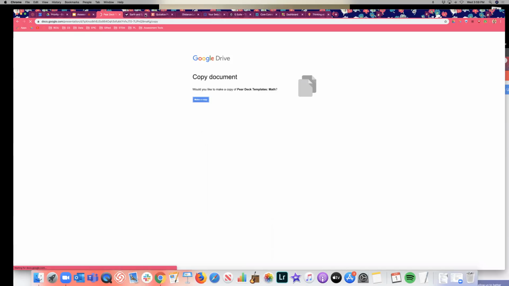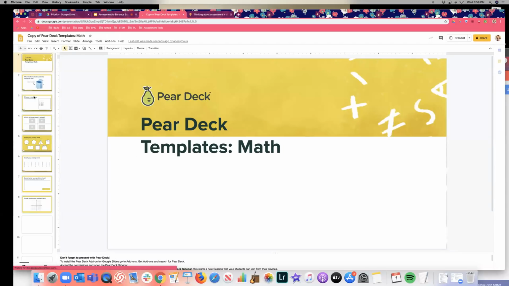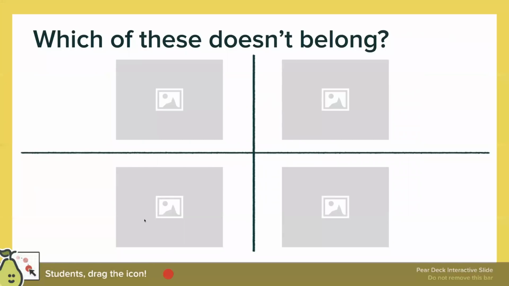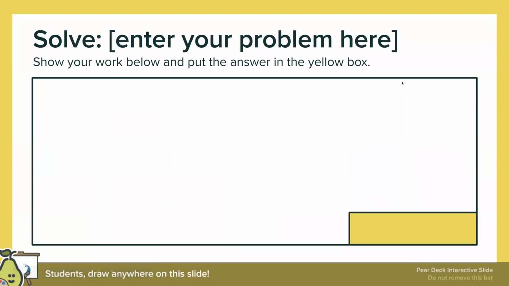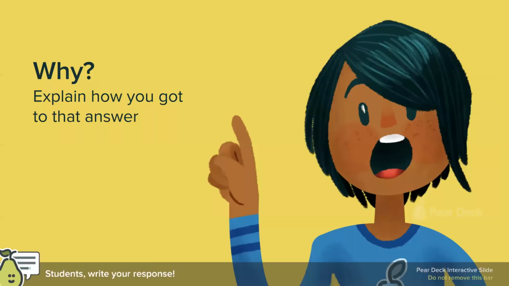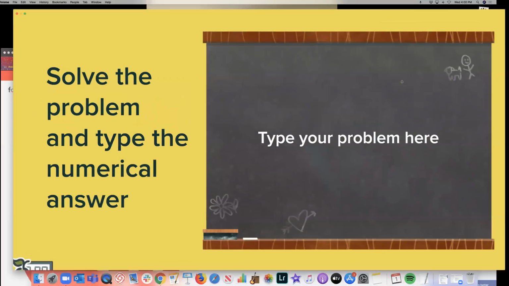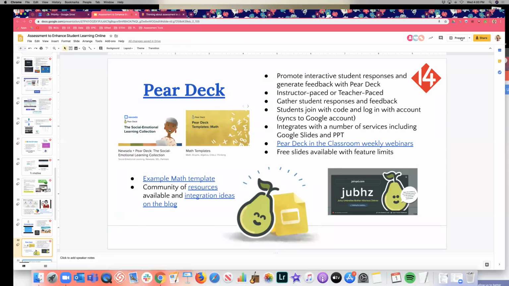So I'm just closing a bunch of these tabs because I have a lot going on right now, trying to make a copy of things. So here is my math template. When students are viewing this in student view, it will take them through. You can put a story problem there. They choose an option. It says at the bottom, students drag this icon. So when they're viewing it, they'll actually interact with the content on the slide. Students draw anywhere on this slide. So that's what these templates provide you, a starting point. You enter the content. This one even has a Desmos calculator associated with it. So that's just a simple math template. And when you're in Pear Deck, let me present with Pear Deck.